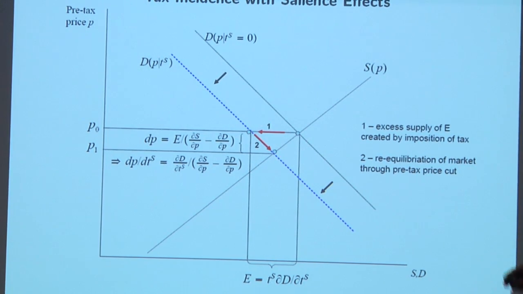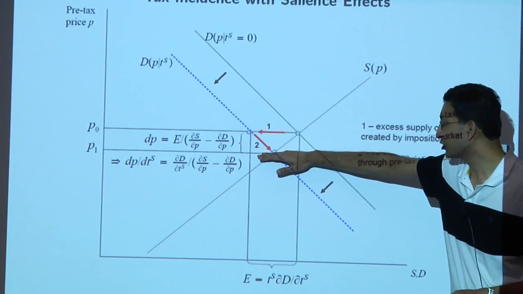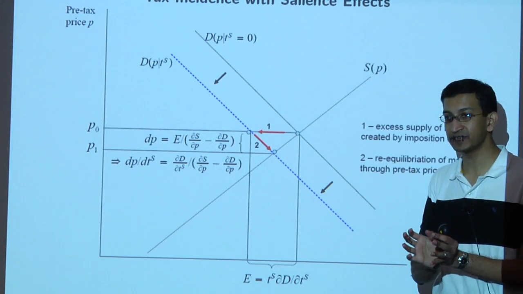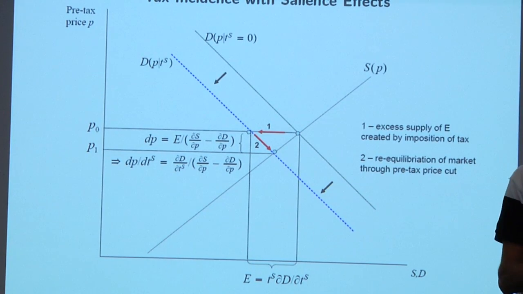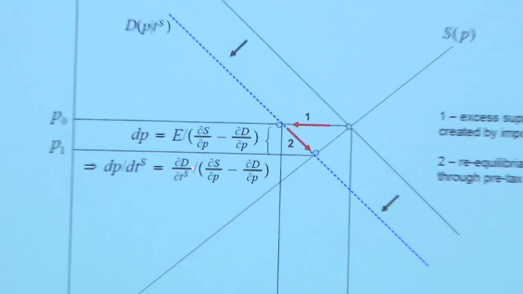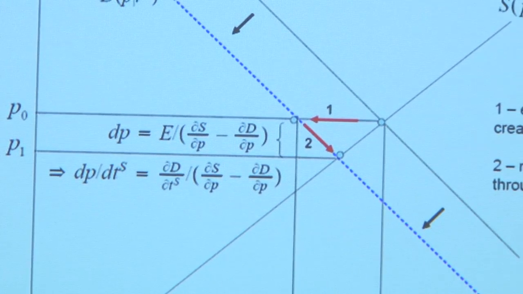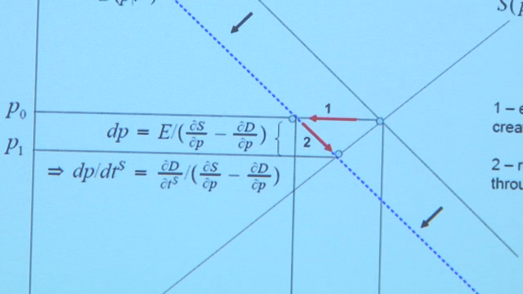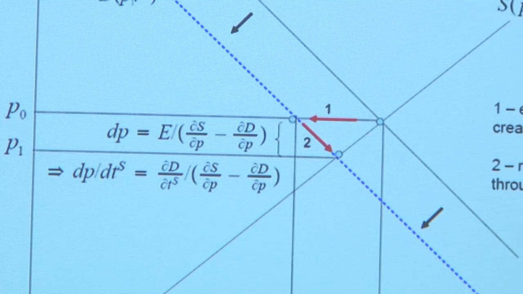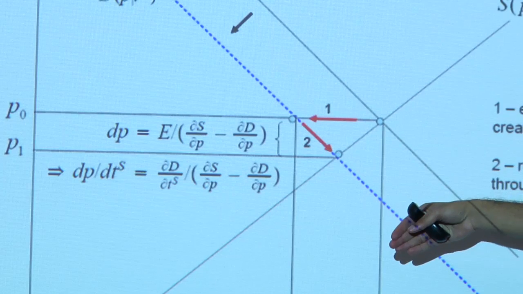And then step two is actually identical to the neoclassical model because the amount that the producer has to cut the price is determined by the sum of the slopes of the supply and demand curves. Now notice here that the slope that's relevant in the denominator is dD/dP, but the slope that's relevant in the numerator is dD/dT. So why is that? Can someone have a sense of why the price elasticity is what's relevant for the second step, but the tax elasticity is what's relevant for the first step?